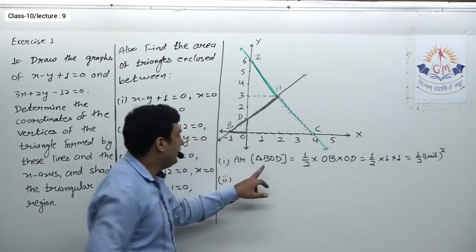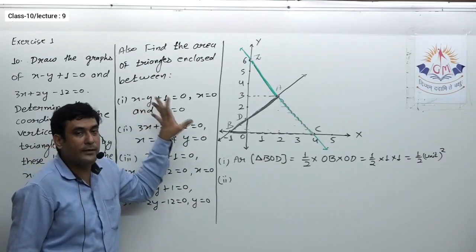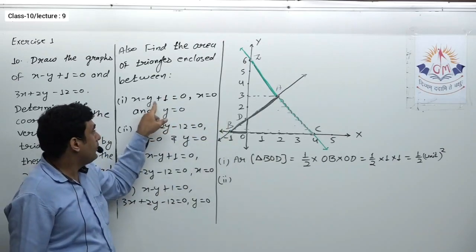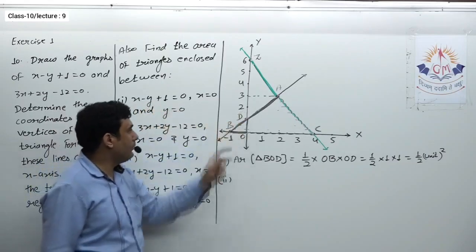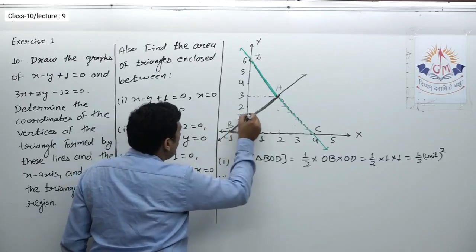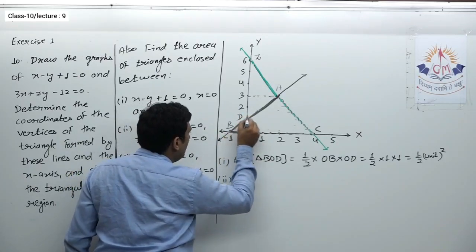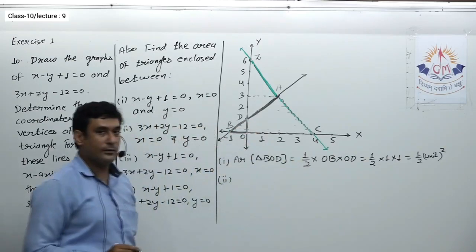Okay, I hope you got this. For the area of the triangle, you just have to identify the required triangle which is enclosed between the given set of lines. So here x minus y plus 1 equal to 0 is this line, x equal to 0 is this line, that is the y axis, and y equal to 0 is this line. So these 3 lines enclose this triangle, its name is BOD, so we got its area.